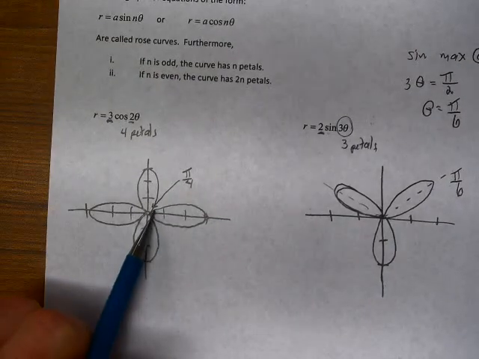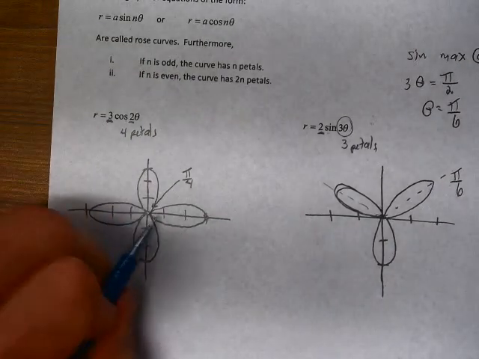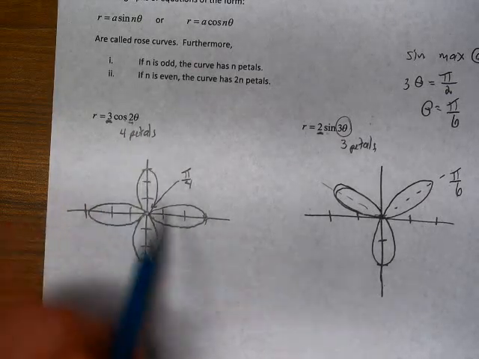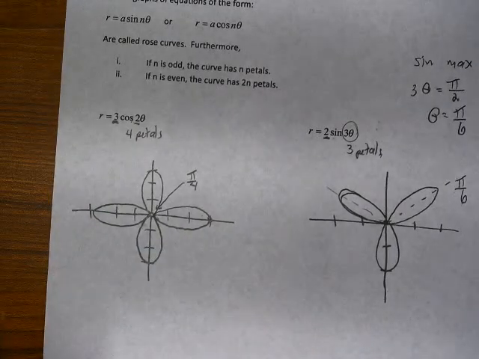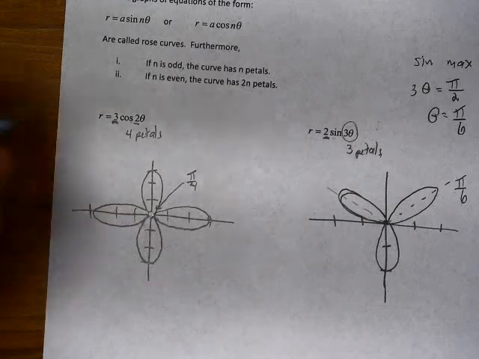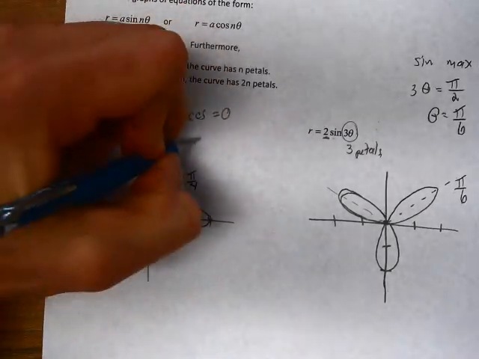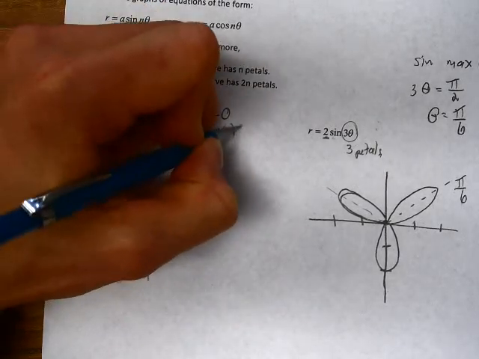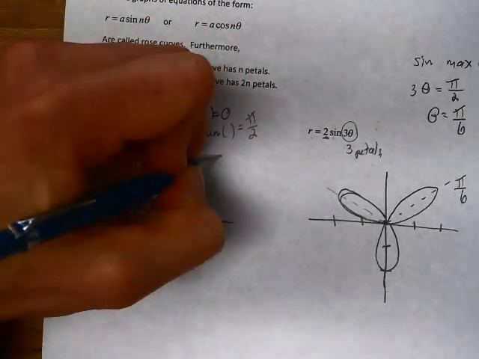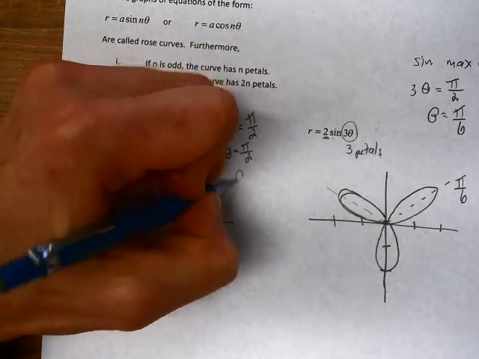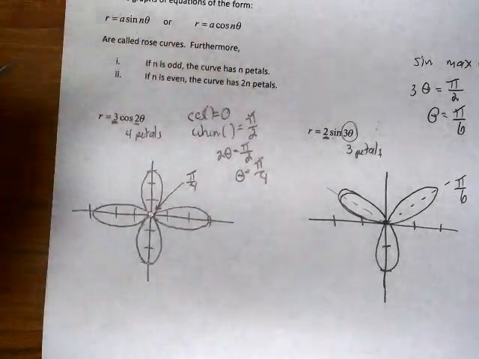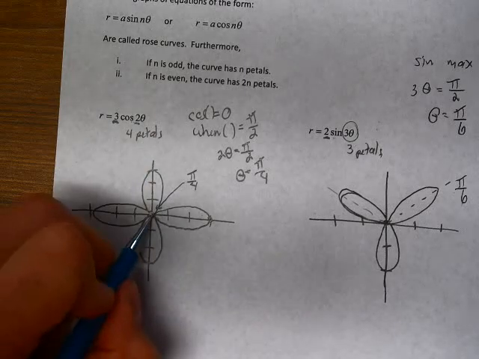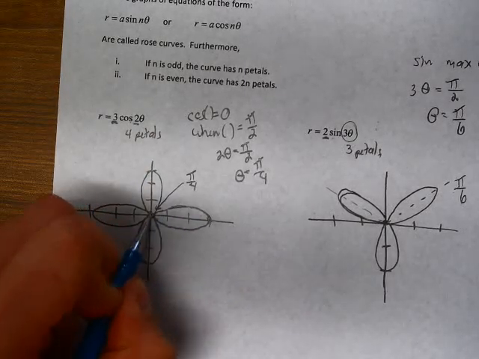And likewise over here, when we talk about the cosine, we know we get a maximum at 0. So this coefficient doesn't really matter there. 2 times 0 is still 0. But we're going to get a cosine of 0 when our angular measurement equals pi over 2. So when 2 theta equals pi over 2, theta here is going to equal pi over 4. So when we have a pi over 4 here, we're going to take the cosine of 2 times pi over 4. That's going to give us a 0. That's what brings us back here to that origin there.